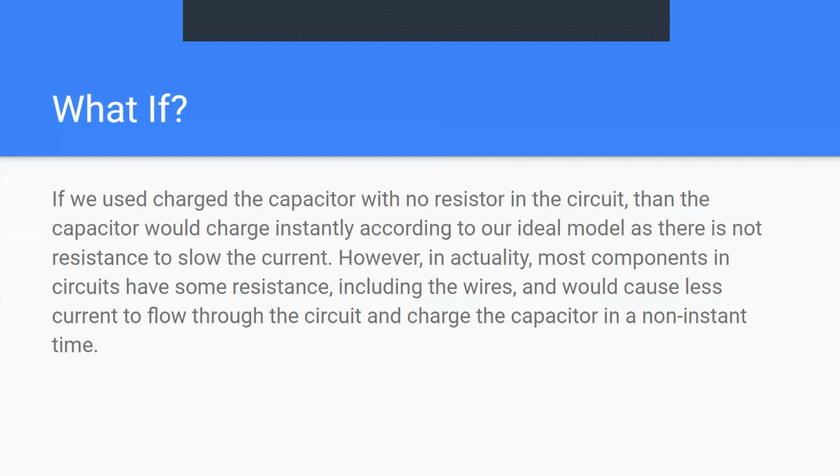If we use a charged capacitor with no resistor in the circuit, then the capacitor would charge instantly according to our ideal model, as there is no resistance to slow the current. However, in actuality, most components in a circuit have some resistance, including the wires, and will cause less current to flow through the circuit and to charge the capacitor in a non-instant time.